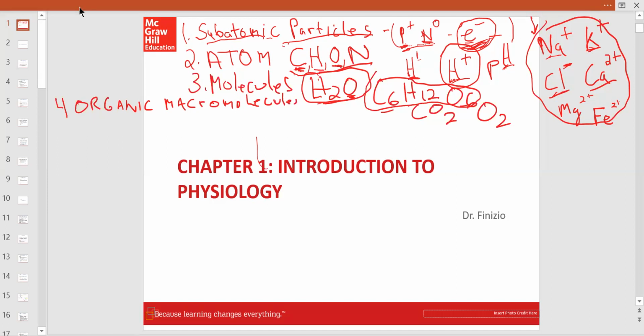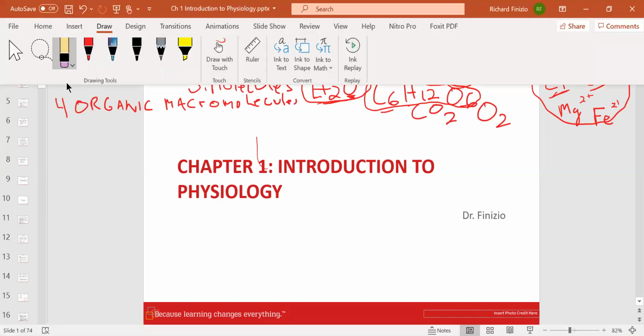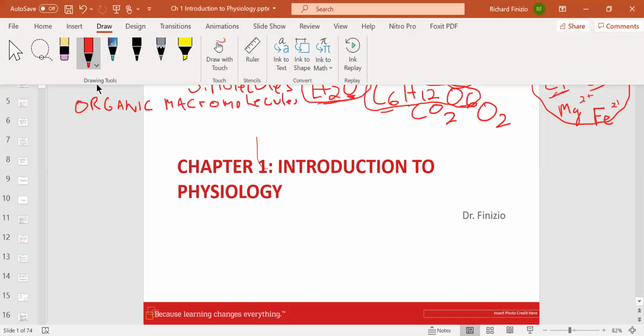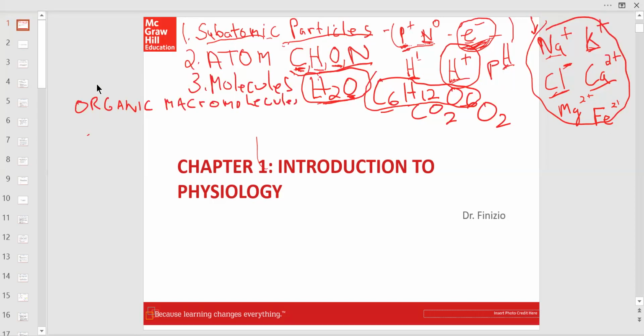I shouldn't put that 4 there because it looks like it's number 4, but it's not. So you already told me one of them, and that's a carbohydrate. That particular one, C6H12O6, is actually glucose, which is a monosaccharide. So you have your carbohydrates. Just put carbs. Anybody know another one that has nitrogen?